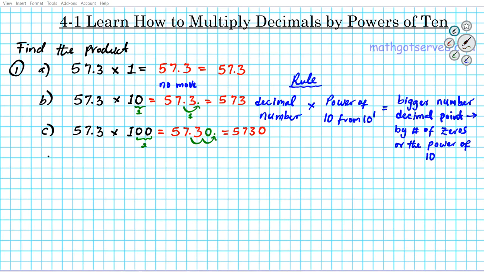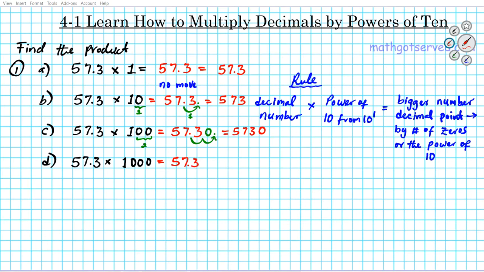Let's take a look at another example. Question D. What if you have 57.3 multiplied by 1,000? Remember, you're going to move to the right by the number of zeros. That's the trick. That's the rule that we came up with right here. Okay. All right. So what's it going to be? So let's write down our multiplier, 57.3.